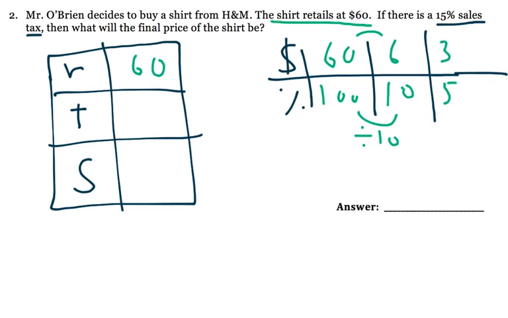Finally, I can multiply 5 by 3 to get up to 15. And when I multiply 3 by 3, I will get my final answer of 9. So in other words, a 15% sales tax on a $60 shirt is going to be $9.